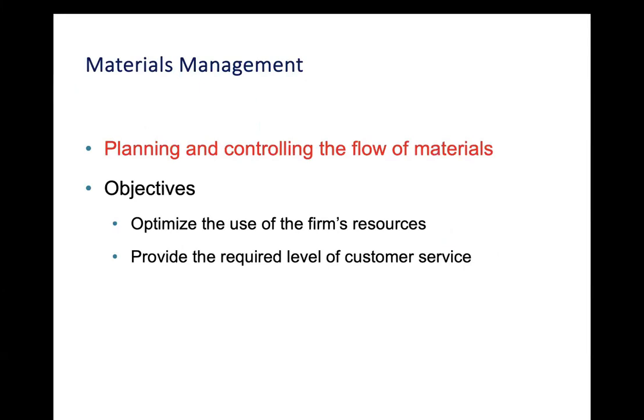For instance, inventory. It could be raw material inventory, which comprises components that are received from suppliers. It could be in-process inventory that's undergoing transformation, and it could be finished inventory that's ready to be shipped to the customer. And the objective is to optimize the use of firms' resources because every organization has limited resources.